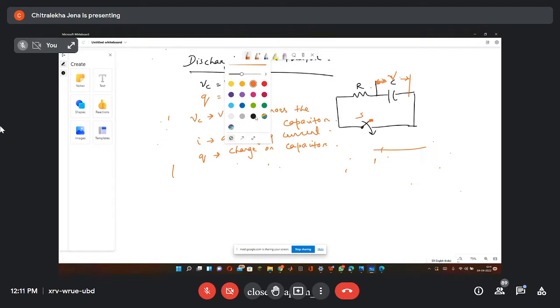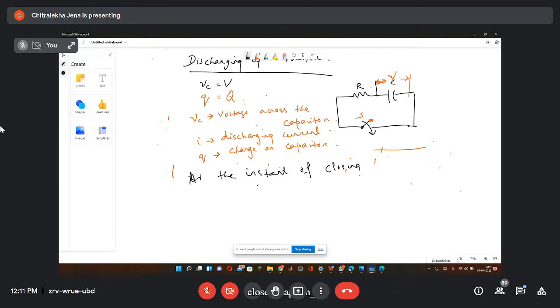So tell me, at t equal to 0, you are closing the switch. At the instant of closing of the switch, what will be the current in the circuit? What will be the voltage across the resistor? Let it be VR. What is the voltage across the capacitor? Tell me.